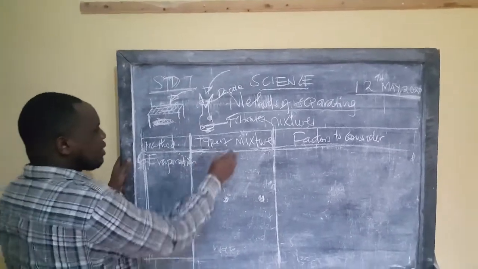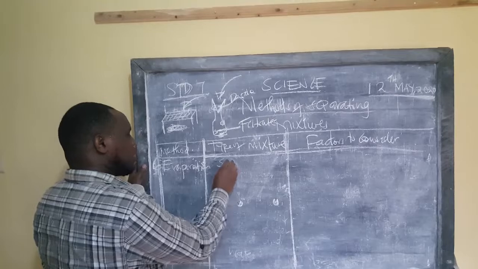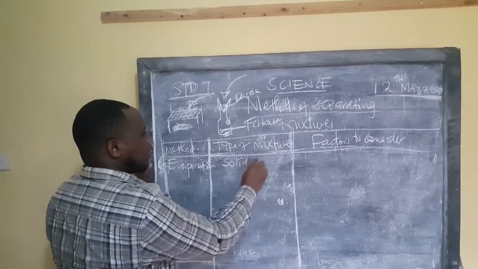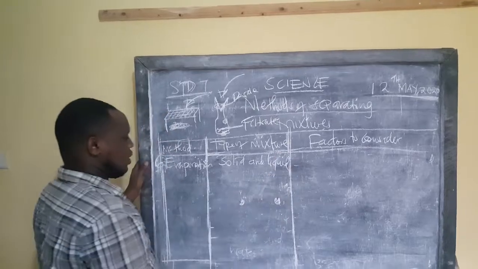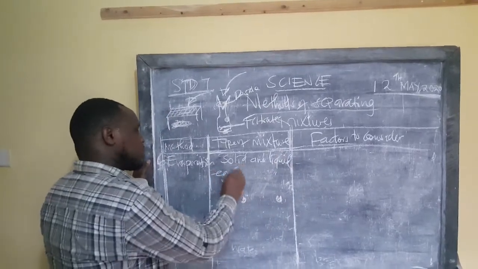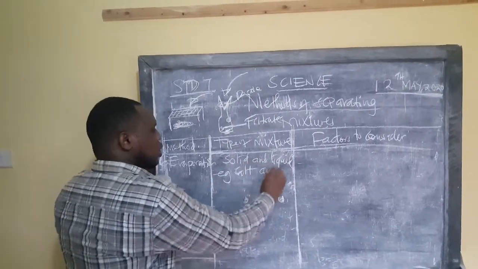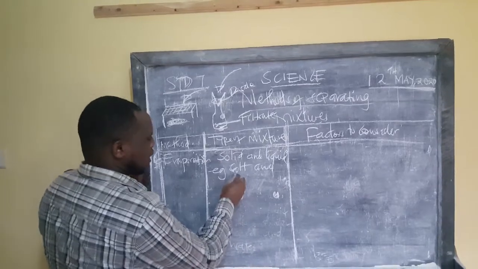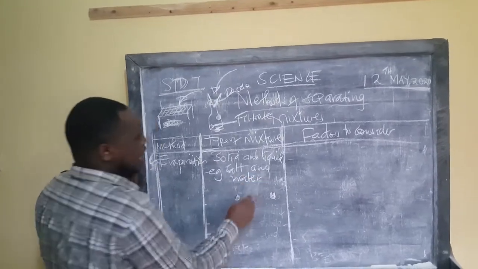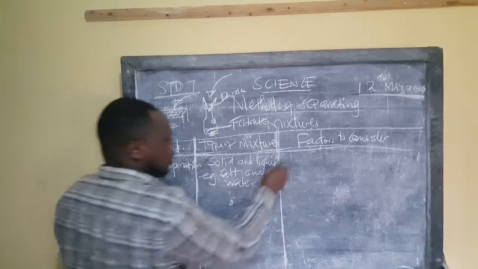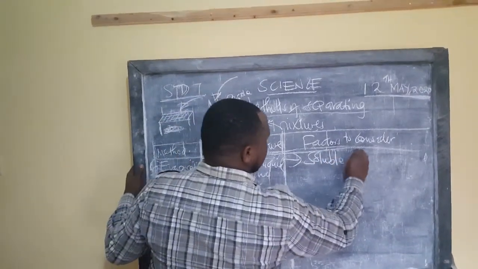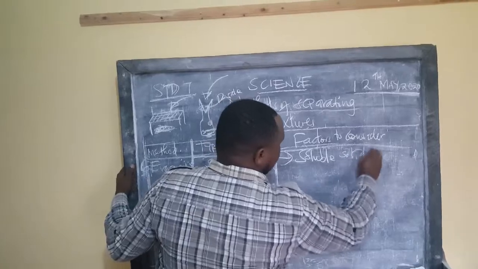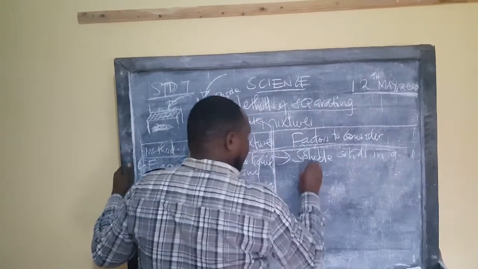So what type of mixture is this? A solid and liquid mixture. An example is salt and water. And what factor are we considering? This is soluble solids in a liquid.